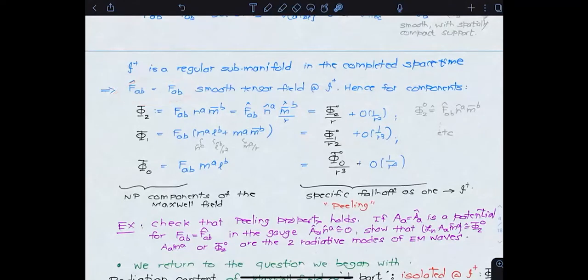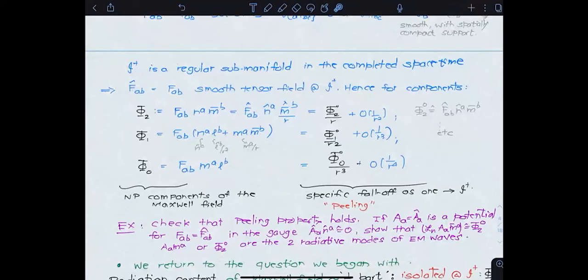So we know that F hat AB is perfectly well defined, but because of conformal invariance, FAB is equal to F hat AB, and then F hat AB times this combination is what is called phi 2 naught, and therefore phi 2 naught is well defined. But the physical space-time phi 2 is related to phi 2 naught by phi 2 equals phi 2 naught divided by R. Phi 2 naught is perfectly well defined at null infinity, and therefore we conclude that the physical phi 2 falls like 1 upon R. Similarly, the physical phi 1 falls like 1 upon R squared, and the physical phi 0 falls like 1 upon R cubed.